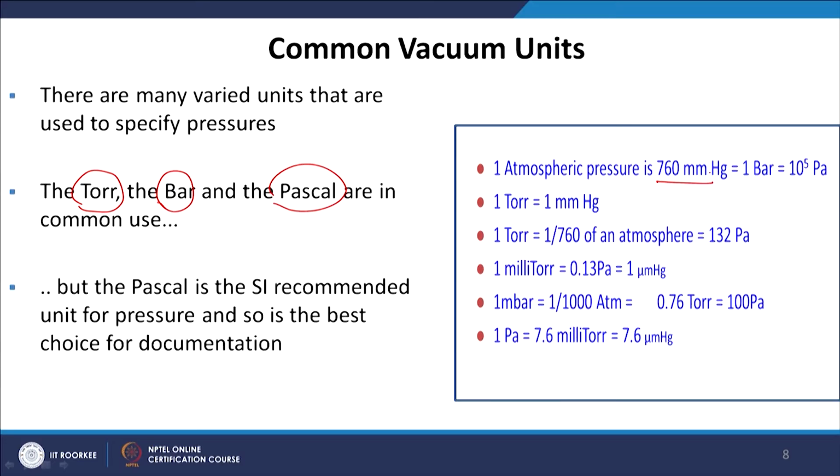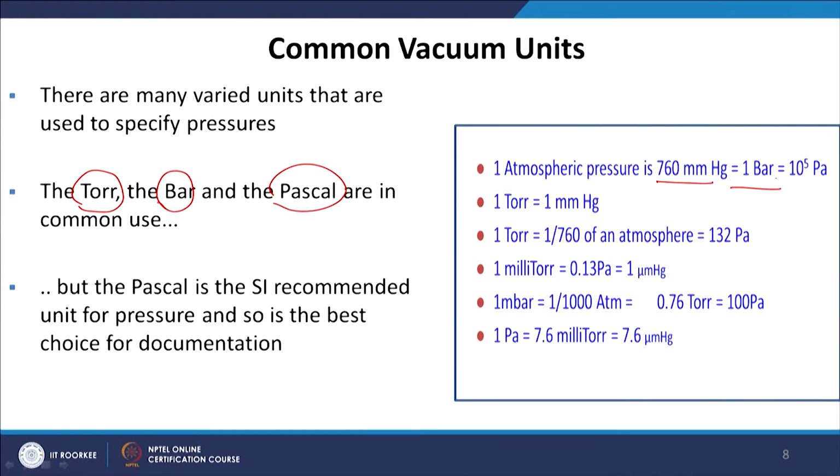Now, atmospheric pressure is 760 mmHg. That means if I take mercury in some kind of beaker, 760 millimeters of mercury exerts a pressure equal to 1 atmospheric pressure. 760 mmHg is also called 1 bar, and 1 bar is equal to 10 to the power 5 Pascal. So, the atmospheric pressure is 1 bar or 10 to the power 5 Pascal.